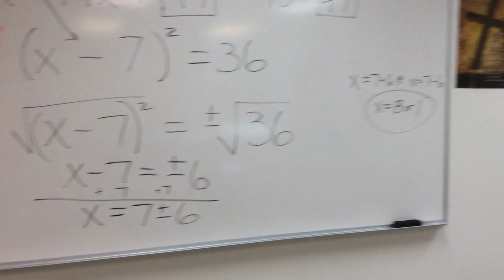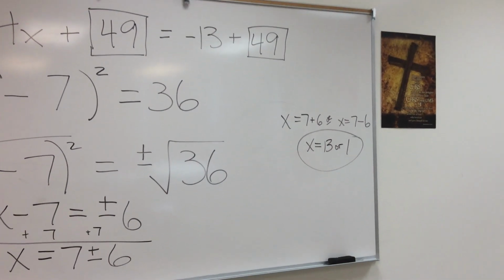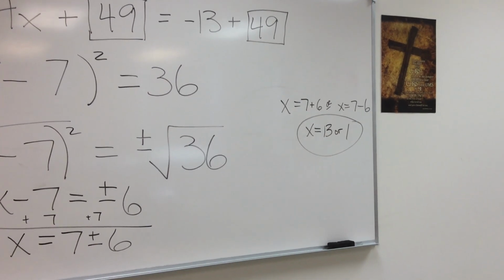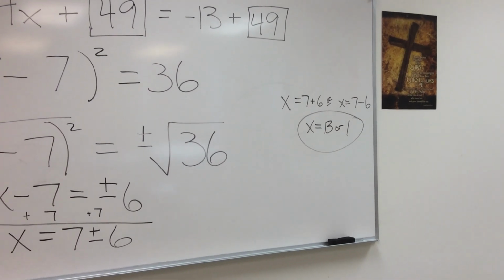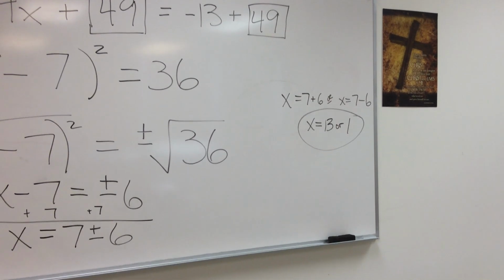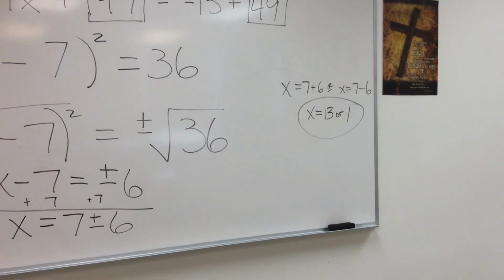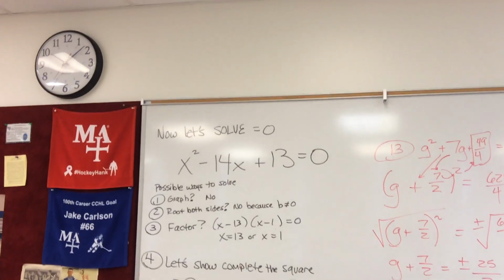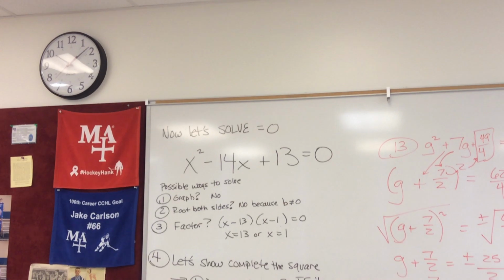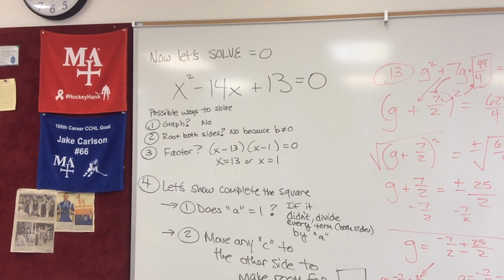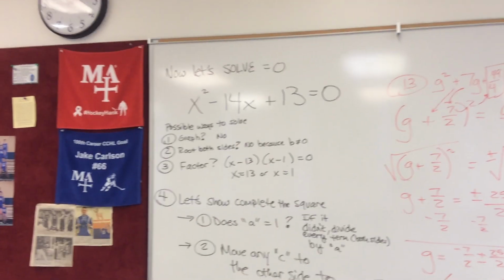So, we set to the side: x equals 7 plus 6, which is 13, or x equals 7 minus 6, which is 1. So x equals 13 or 1. Those are my zeros. That is the solution to this original quadratic equation. And we can see those are the same answers we got when we factored. All right, next video will be an example.